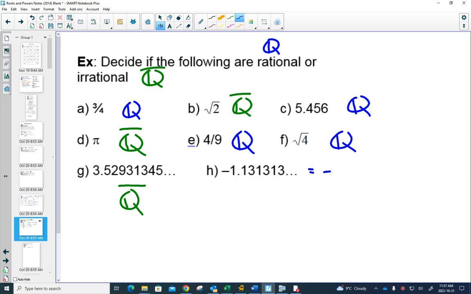This is equal to negative 1.13. How is 5.456 rational? Because it ends. You could write this as 5 and 456 thousandths. You could write it as a fraction that way. Any decimal that repeats, do you remember how to change repeating decimals to fractions? This is negative 1 and 13/99.